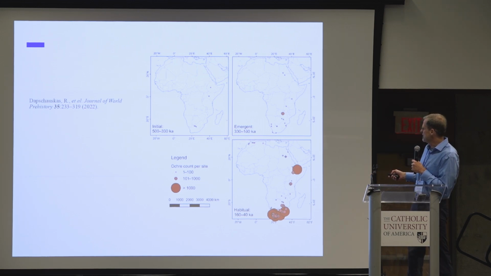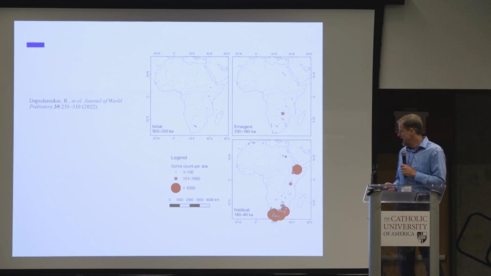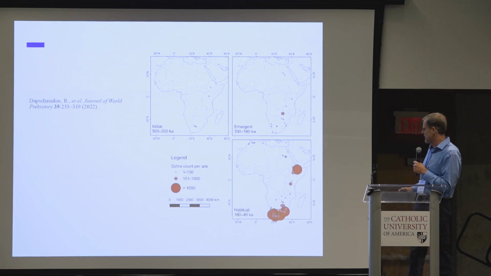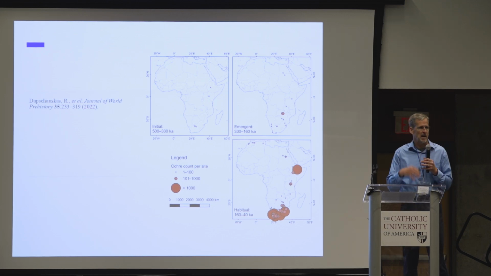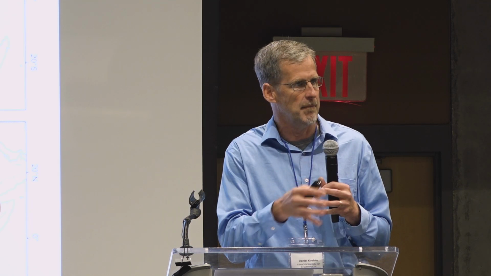About 330 to about 150,000 years ago, it starts to pick up. And the bigger the circle means they found more ochre at that site, right? And then from 150,000, 160,000 years to 40,000 years, you find it all over Africa, from South Africa to North Africa to East Africa, and you see tons of ochre use. So you have this habitual explosion of ochre use.